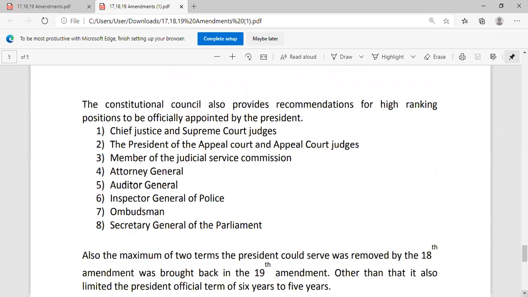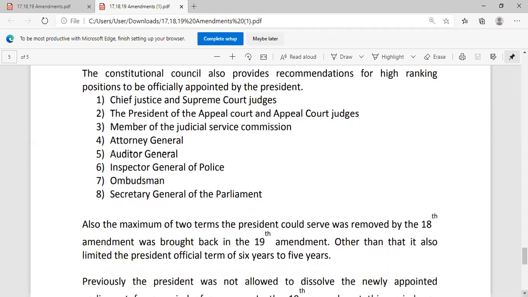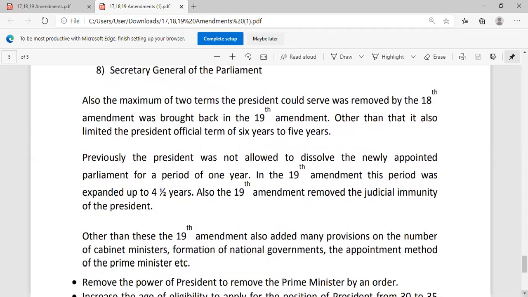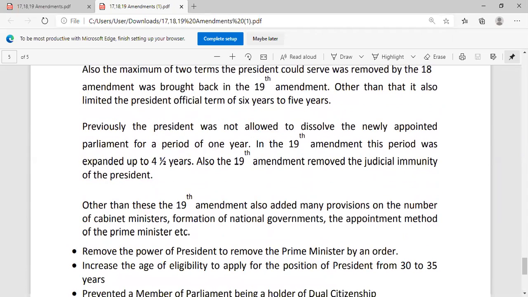Anyhow, you can see the Constitutional Council comes back to those amendments, comes back to those appointments. The Constitutional Council also provides recommendations for high-ranking positions to be officially appointed by the president. You can see the same list again: Chief Justice and the Supreme Court judges, President of the Appeal Court and Appeal Court judges, members of the Judicial Service Commission, Attorney General, Auditor General, Inspector General of Police, Ombudsman, and Secretary General of the Parliament. These people were appointed by the president based on the recommendation from the Constitutional Council only, right?